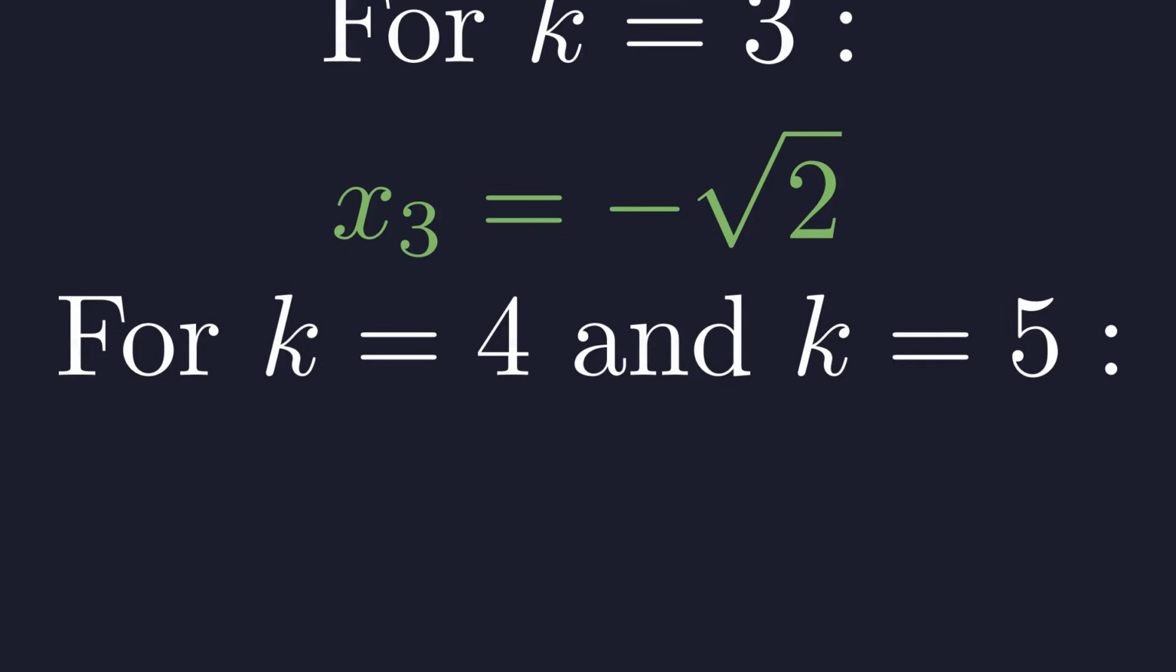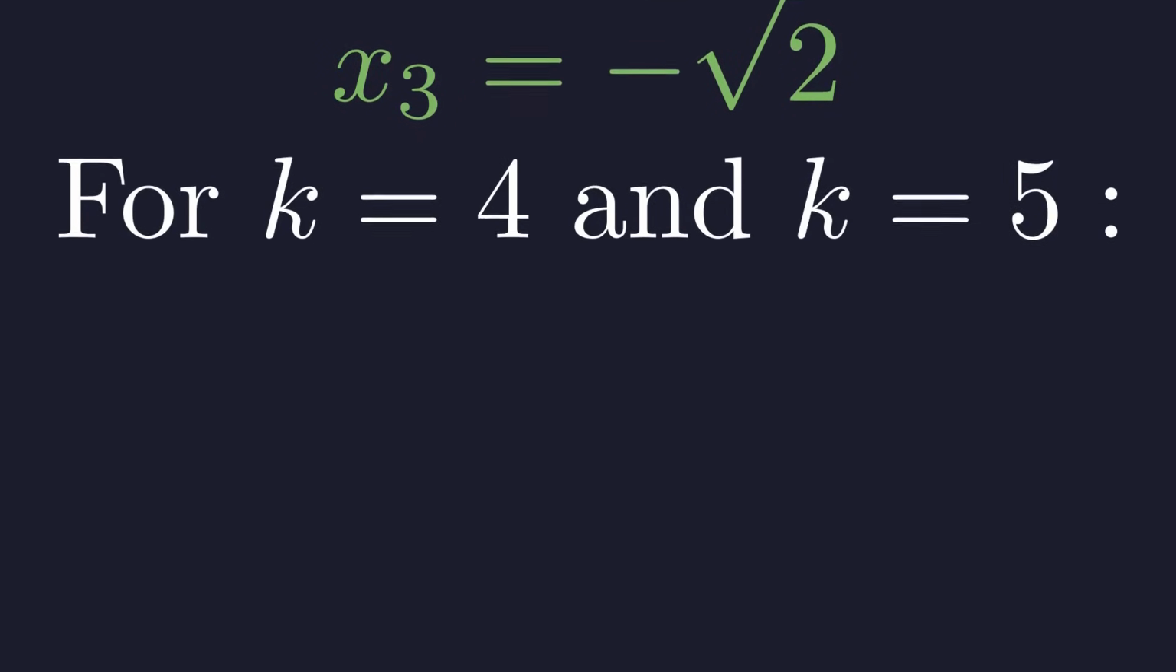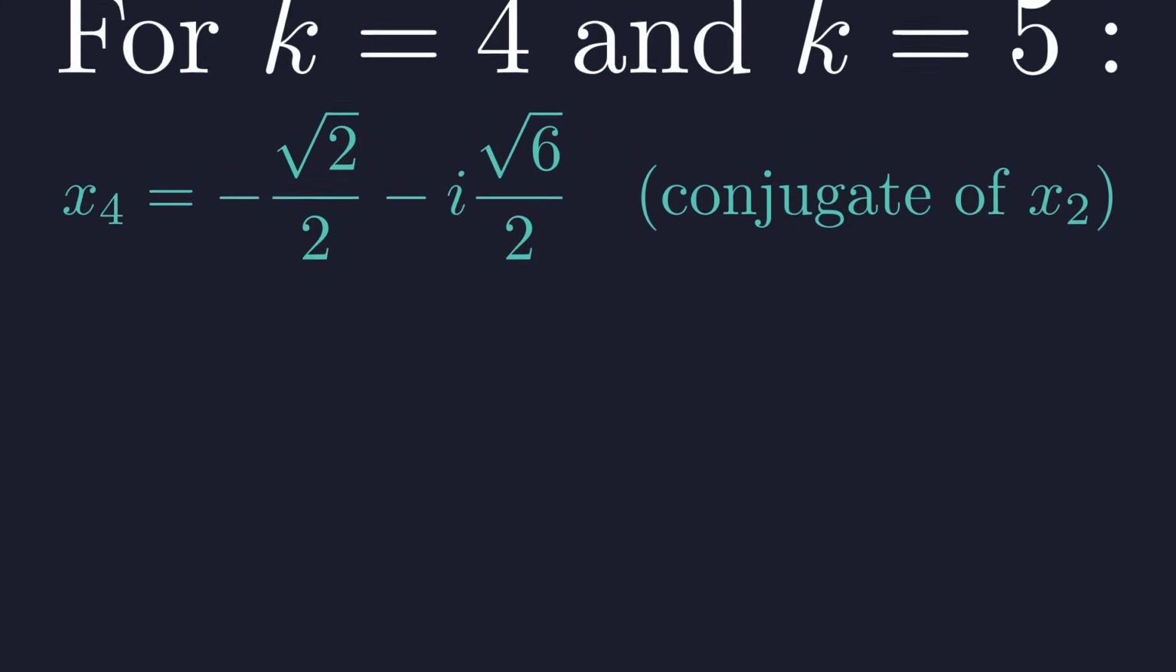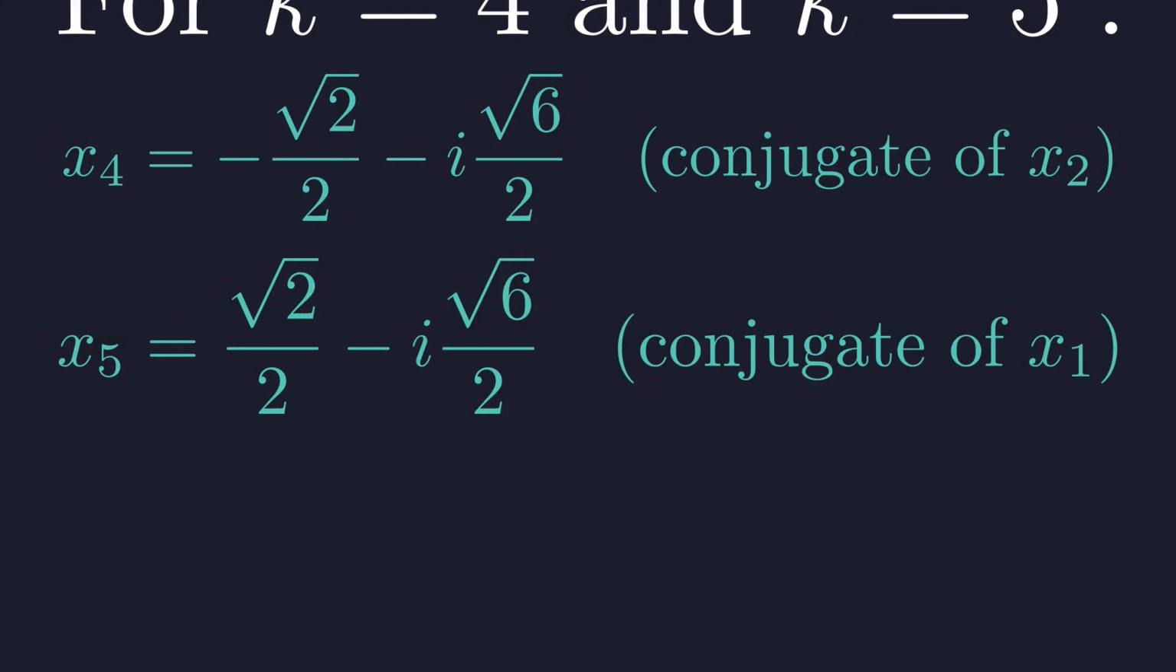For k equals 4 and 5, something beautiful happens. The symmetry of the unit circle means these roots are just the complex conjugates of the ones we already found. The fourth root mirrors the second root, but reflected across the real axis. And the fifth root mirrors the first complex root.